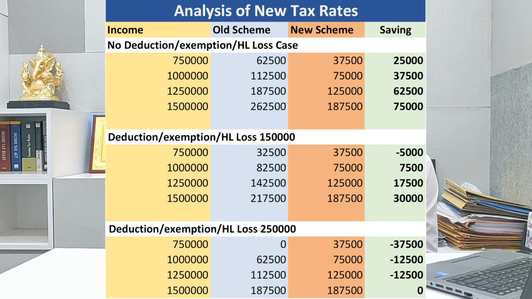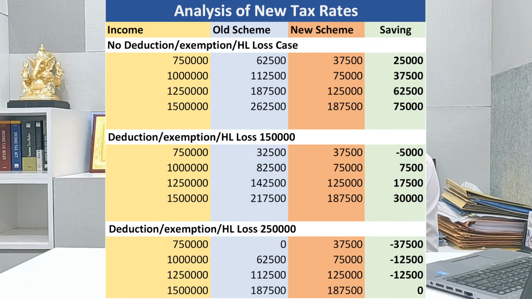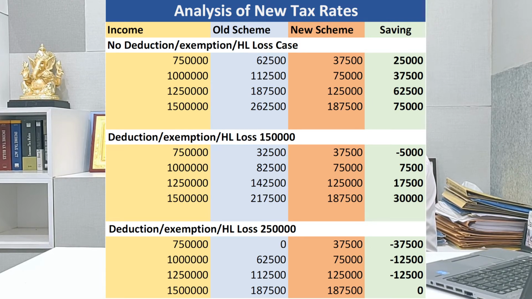So in case there is deduction, exemption, and housing loss up to rupees 1,50,000, then in those cases, if he is having income 7,50,000, there will be net loss of rupees 5,000. If income equal to 10 lakh rupees, there will be saving of rupees 7,500. If income is equal to 12,50,000, there will be saving of rupees 17,500. If income is equal to 15 lakh, there will be saving of rupees 30,000.